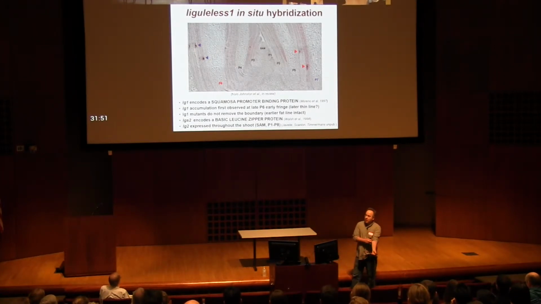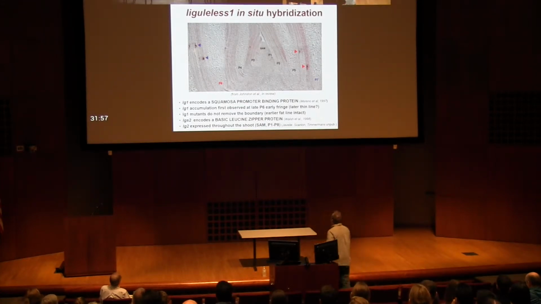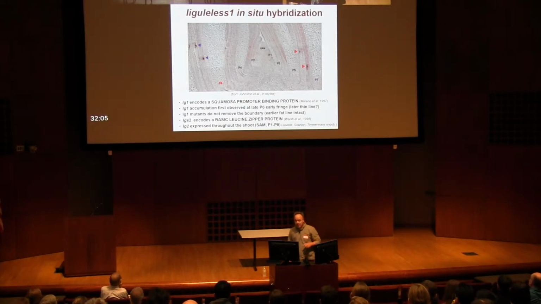So ligulus 1 and ligulus 2 were both cloned many years ago. They're both different types of transcription factors. That's not important to us right now. But they were cloned in the 90s, and actually Robin was the first person to ever get a ligulus 1 in situ hybridization to work. So wherever you see this purple staining right here, that's ligulus 1 transcript accumulating.